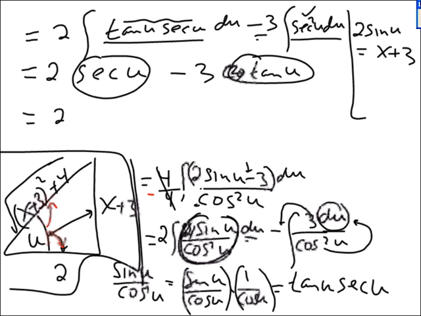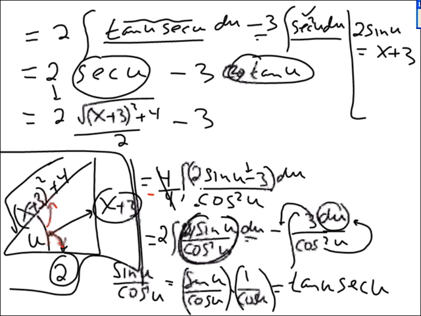Okay, so it's 2 times the square root of (x plus 3) squared plus 4 divided by the adjacent, which is 2, minus 3 times the tangent of u. Well, tangent of u is opposite over adjacent. Opposite is x plus 3, the adjacent is 2.